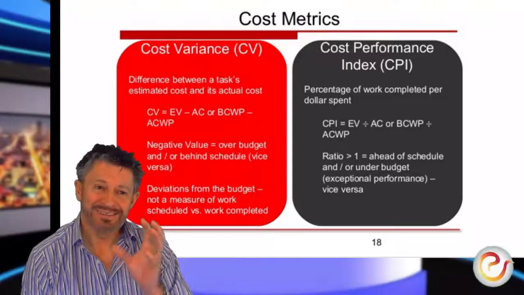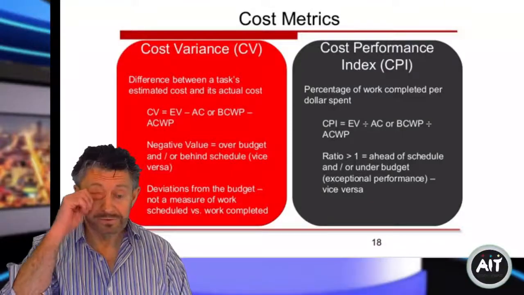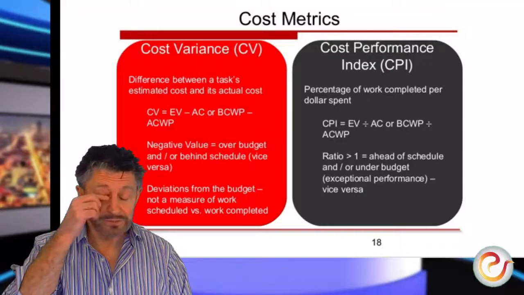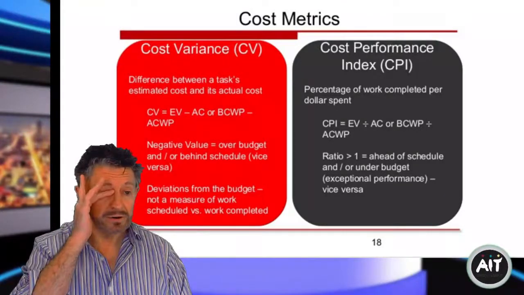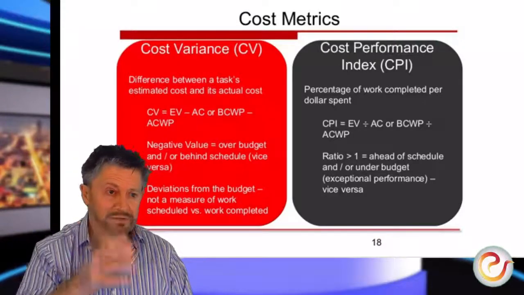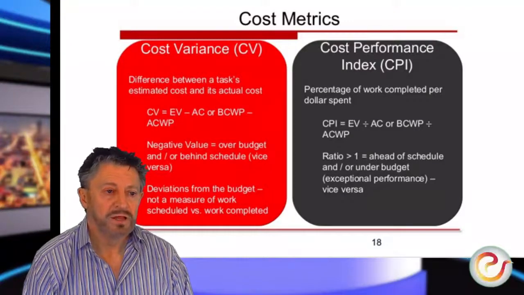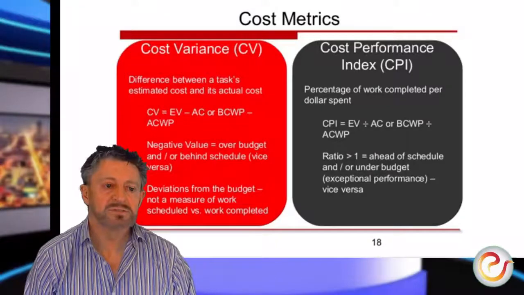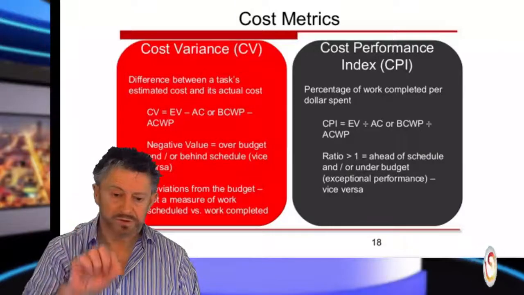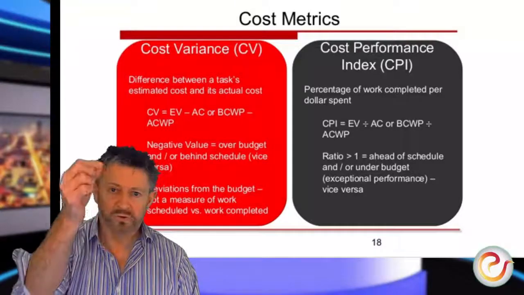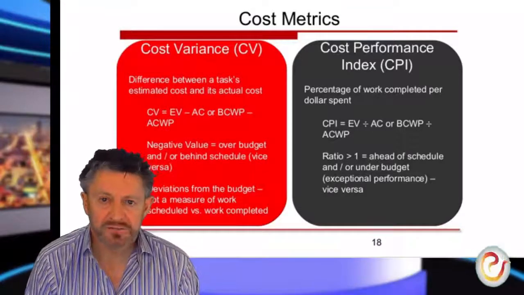Okay? That's why I said that these acronyms and so on can just overwhelm you. They're not confusing, they can just overwhelm, particularly when you're seeing them for the first time. So a negative value, or over budget, and or behind schedule, or vice versa. Okay, these can have the negative values. And a deviation, any deviation from the budget, not a measure of work actual scheduled versus the work completed. So when you have any of these deviations from the original budget, you don't have all the tasks completed, and you've gone over your budget. They're the indicators. And that's the cost variance indicator.